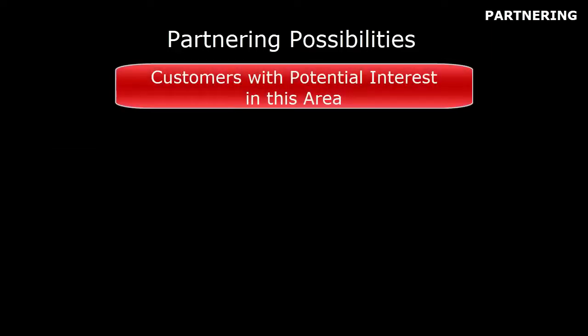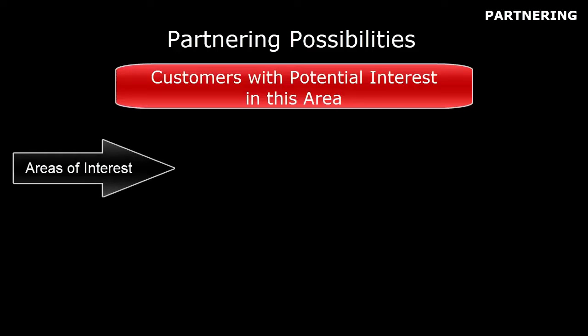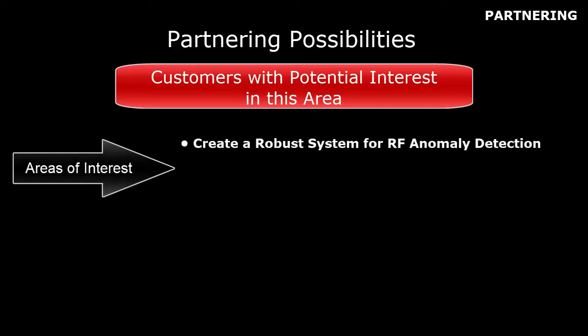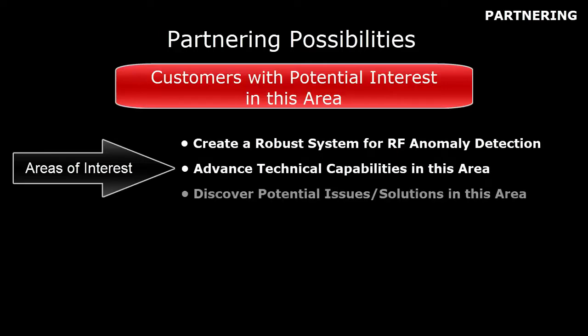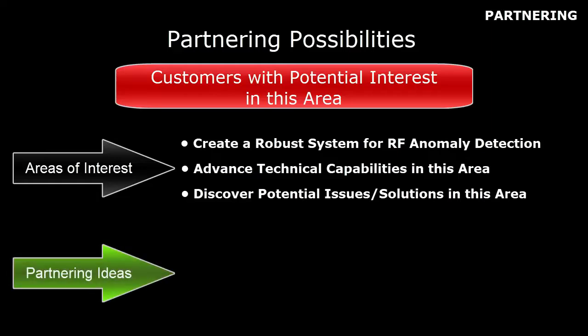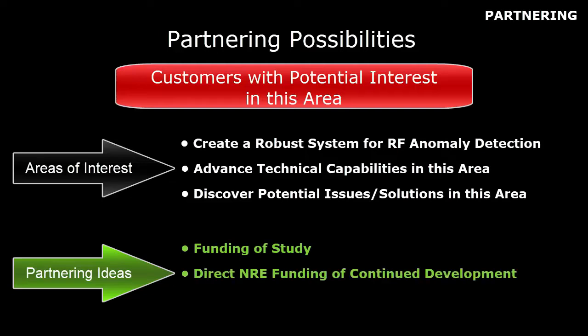For direct customers with potential interest in this area, they may have a goal to create a robust system for RF anomaly detection. They may wish to advance our technical capabilities in this important area. They might want to discover potential issues or roadblocks in this area, along with possible solutions. In this case, some partnering ideas might include funding of some type of study in this area, direct NRE funding of continued system development, or purchase of initial test beds and/or prototype systems.